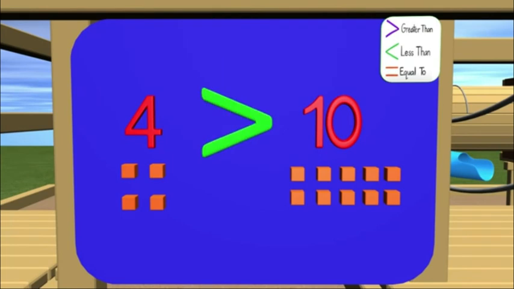I like to think of this symbol as a big mouth that is always hungry. It wants to eat the biggest amount, so the open side should always face toward the biggest number. One thing that helps me is to remember that just like reading a book, we start on the left. Knowing this will help us remember if it is greater than or less than. Okay, so we have 4 on the left and 10 on the right. The symbol's mouth will open to the larger number. Which number is larger? The 10 is larger, so the mouth opens to the 10. If we were to read this, we would say 4 is less than 10.